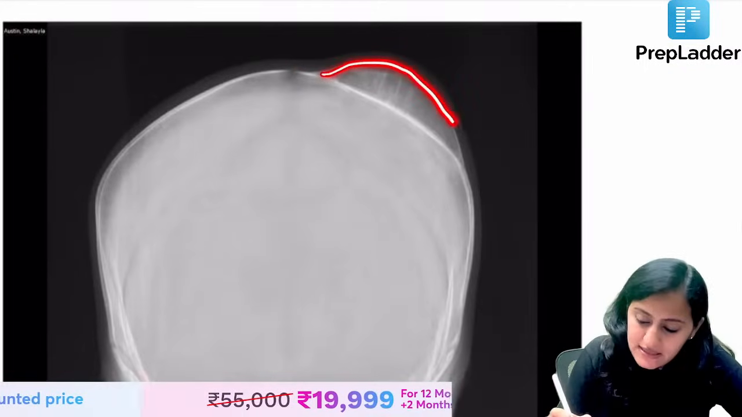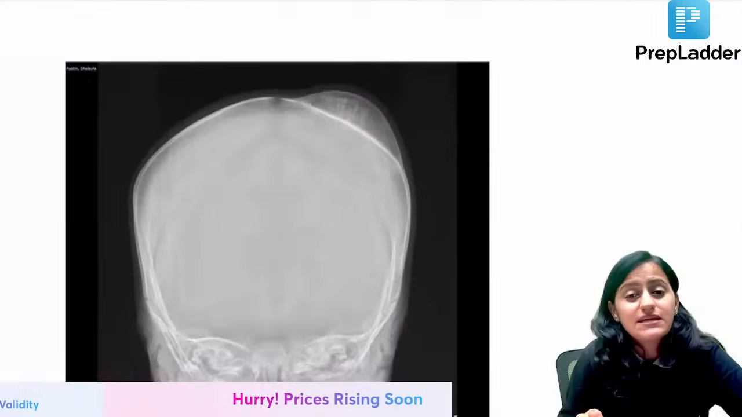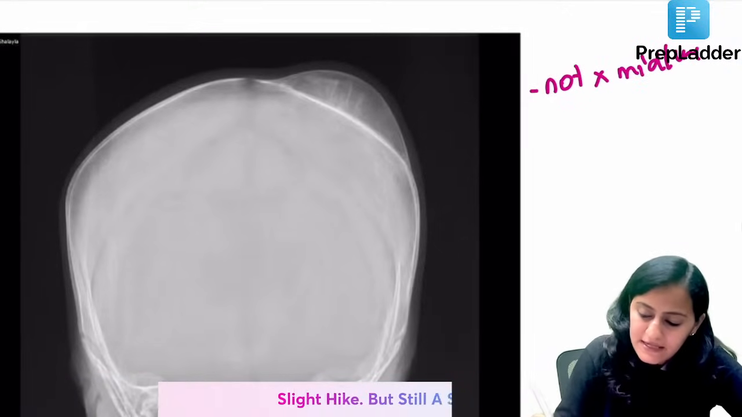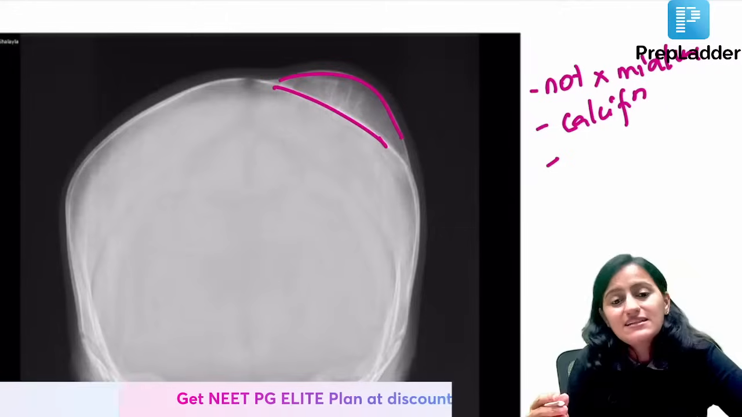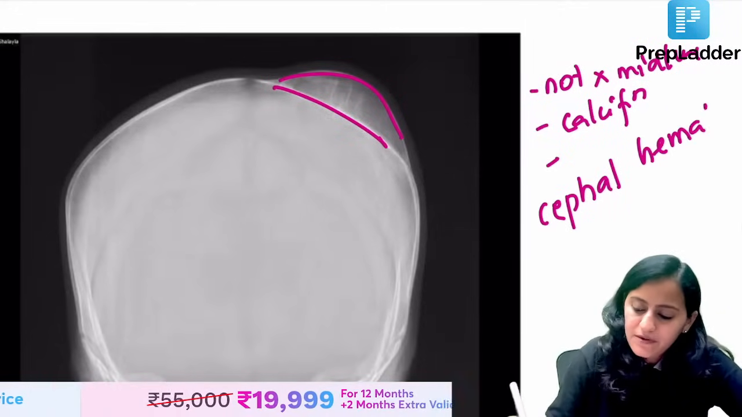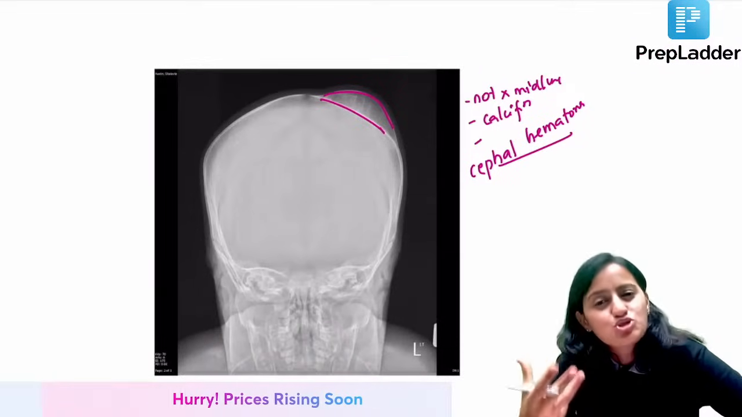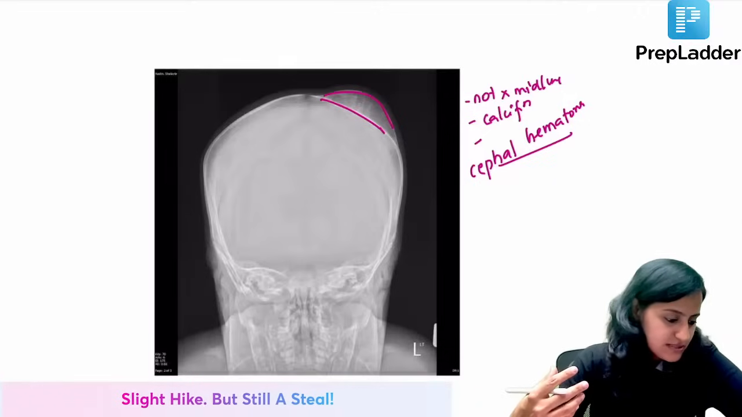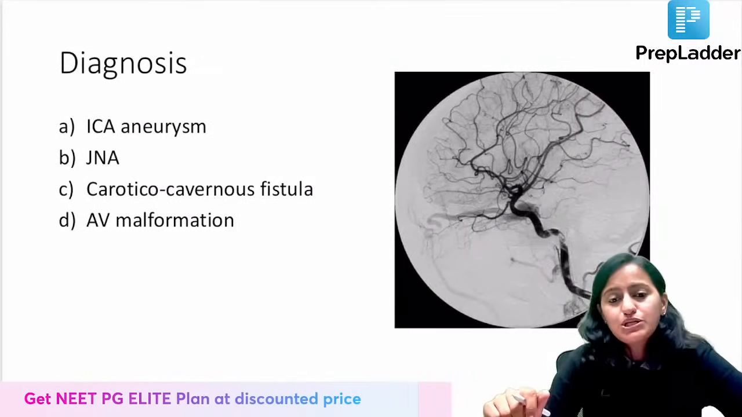It is subperiosteal, a white line is visible, and inside it there can be calcification, as it is long standing. So not crossing the sutures or midline, showing calcification, like there is a double skull sign. This is cephalhematoma, which stays for a longer duration of time. It can lead to jaundice because of the breakdown of blood. So jaundice can occur there. This is cephalhematoma.